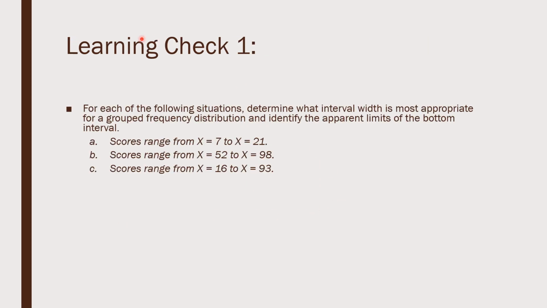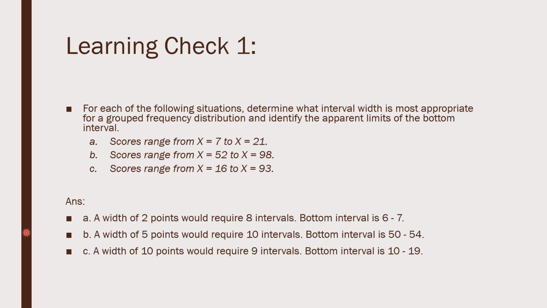Okay, so let's do a learning check for this one. For each of the following situations, determine what interval width is most appropriate for a grouped frequency distribution and identify the apparent limits of the bottom interval. Let's say the first scores range from x equals 7 to x equals 21. You first have to calculate the width and see how many class intervals you would get. For the first one, the most ideal would be using 2 points for the width, which would give you 8 class intervals. So the bottom interval would be 6 to 7.